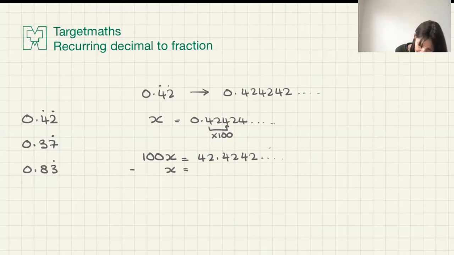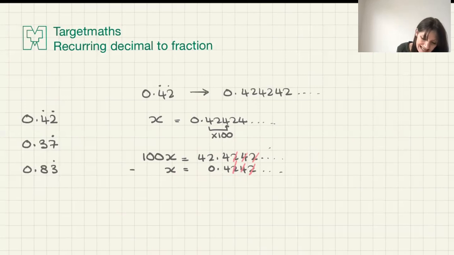And I know that X is equal to 0.4242 because I set it to equal it here. So this X still equals this value. What this has actually done is lined up the on and on and on recurrence, so that that 2 can cancel with that 2, and that 4 can cancel with that 4, and that 2 can cancel with that 2.